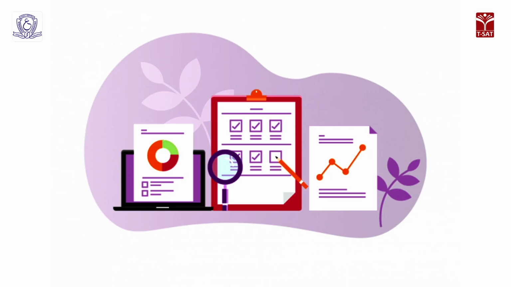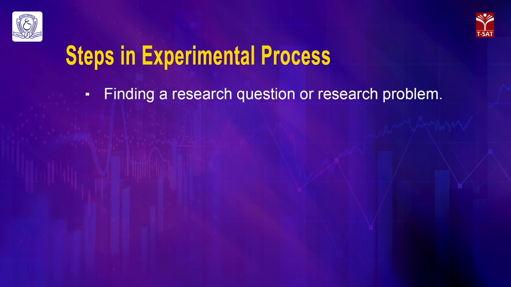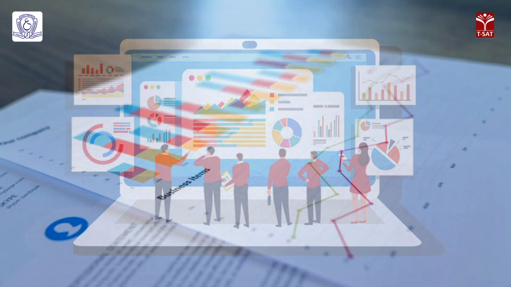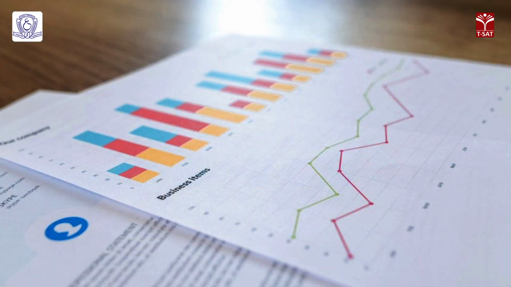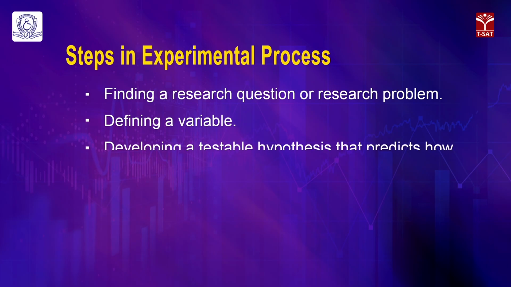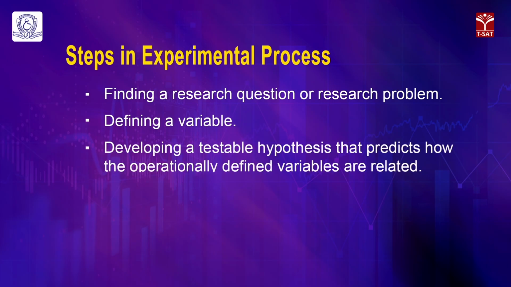The experimental process. Like other sciences, psychology also utilizes the scientific method and bases conclusions upon empirical evidence. While experimenting, it is important to follow the steps. First, finding a research question or a research problem. Next, defining a variable. An operational definition describes exactly what the variables are and how they are measured within the context of the study. Variables are anything that might impact the outcome of the study. Next, developing a testable hypothesis that predicts how the operationally defined variables are related.